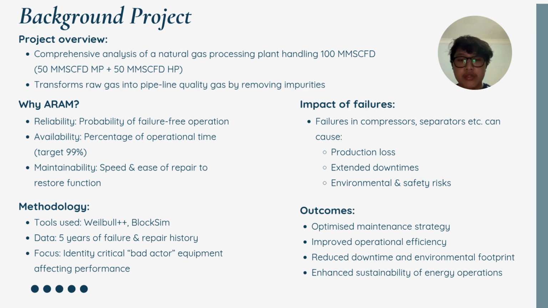The plant's goal is to transform raw natural gas into pipeline quality gas by removing impurities. To support this, we analyzed 5 years of failure and repair data using Weibull and BlockSim. We especially focus on identifying bad actor equipment units that frequently cause downtime or performance drop. Failure in components like compressors and separators can lead to production losses, extended downtimes, and even environmental and safety risks.